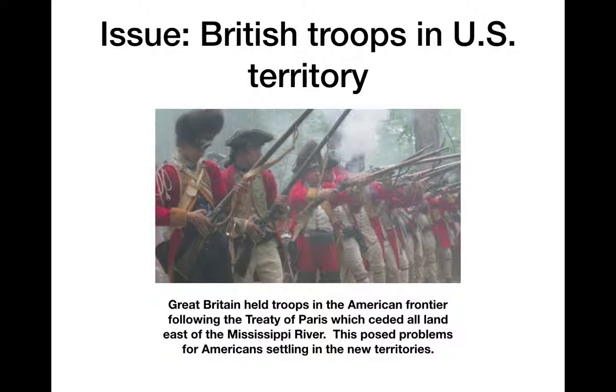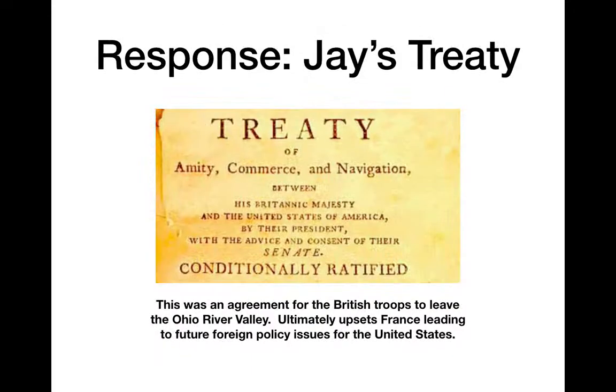The first issue that we have here is that British troops, after the American Revolution, were sticking around in some of the territory that was ceded to the United States, which was the land east of the Mississippi River. So as Americans were beginning to settle those different areas, they were running into some issues with British soldiers in those areas that simply were not leaving following the signing of that treaty.